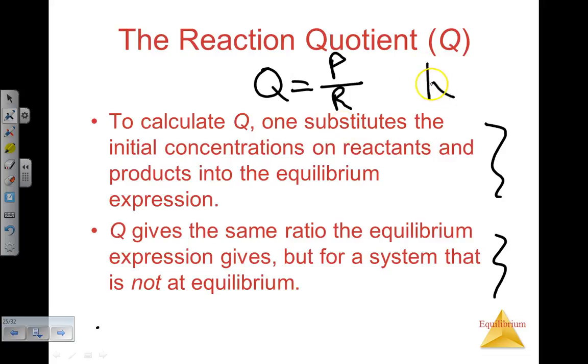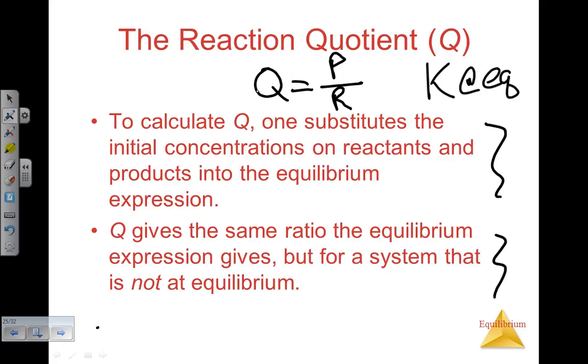K is a very specific reaction quotient when the reaction is at equilibrium. Q can be measured or calculated at any time, and that's what makes Q different than K. Q encompasses that law of mass action, or that ratio, at any time in the reaction. K is one specific time, albeit probably the most important time, when it's at equilibrium.